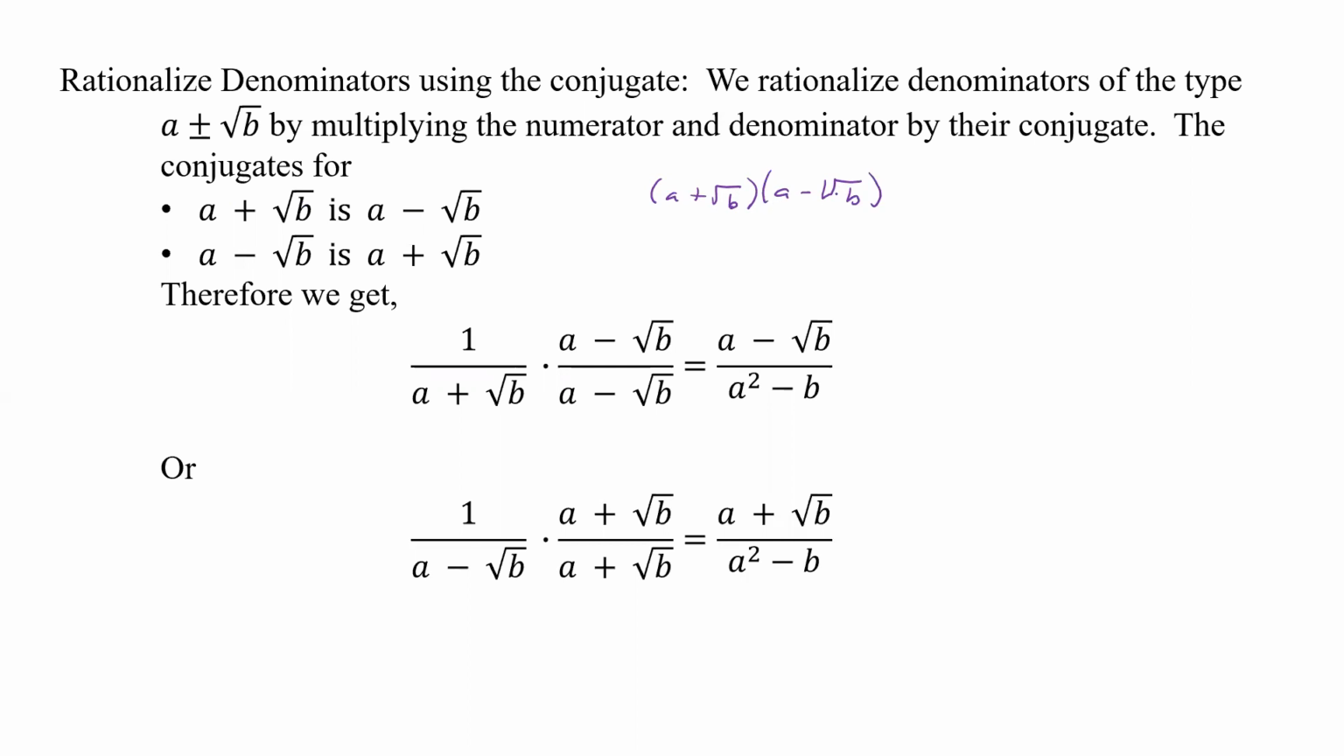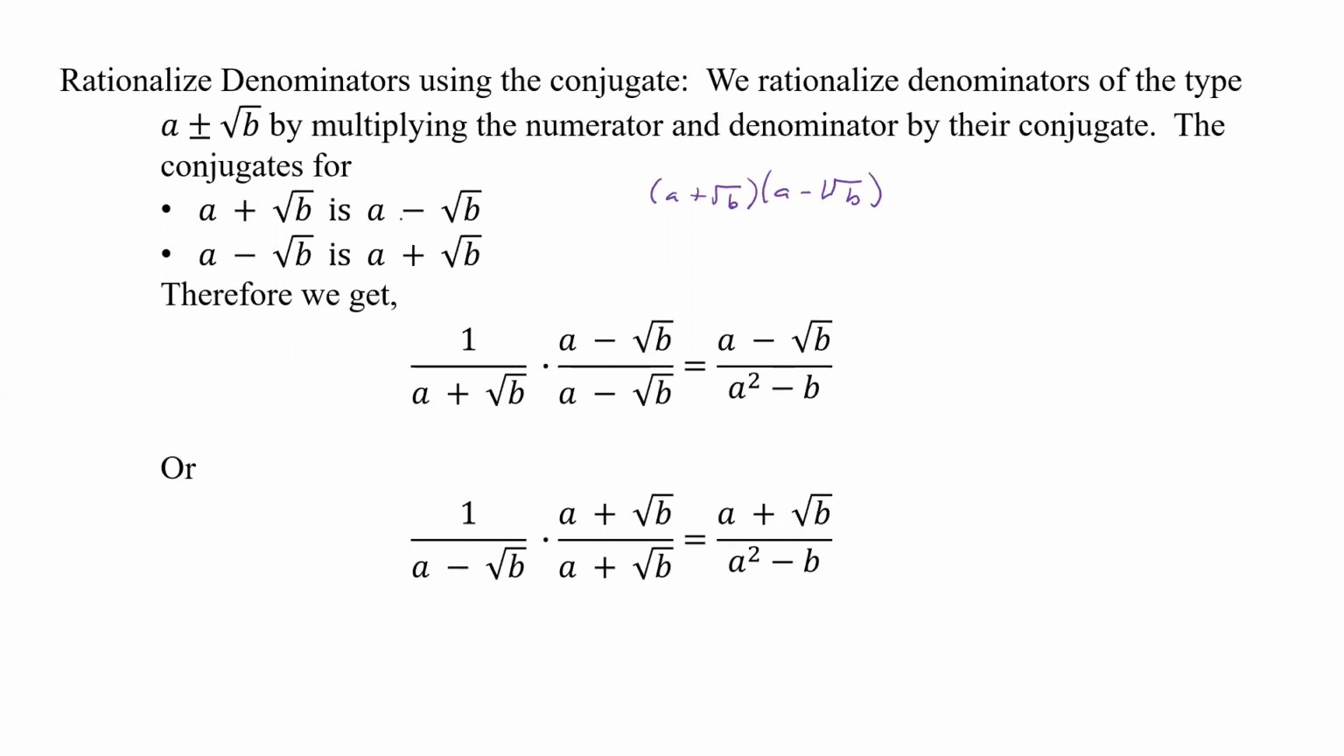Guess what? Those two cancel, so we get rid of that middle term, which has a square root still. And the square root of b times the square root of b is going to be the square root of b squared, or just b. And because it's plus times the minus, it's going to be the minus, okay? And so that's why we're doing basically the opposite sign.